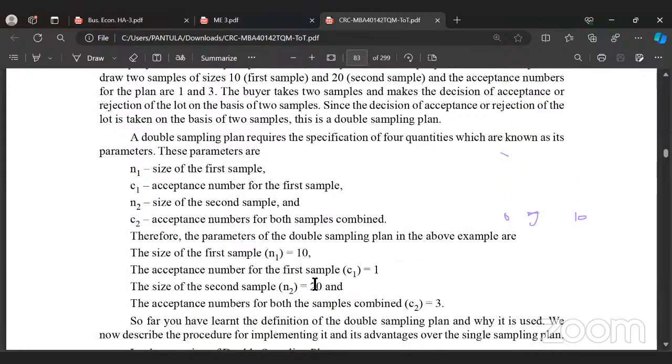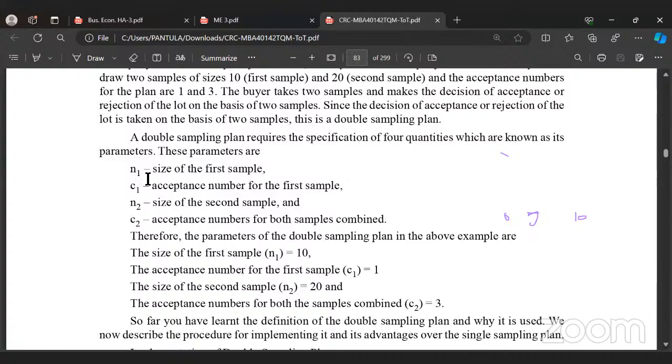Now here we have N1. N1 is nothing but the sample size of the first sample. I already denoted that small n is the sample size. So N1 denotes the first sample. C is nothing but the acceptance number of the first sample, so C1. Then N2 is the second sample, and C2 is the acceptance number of both samples combined.